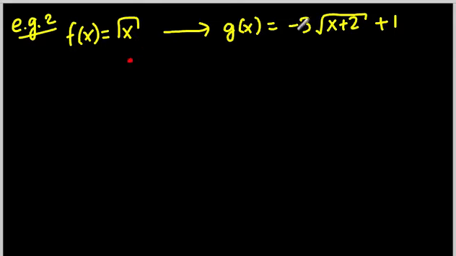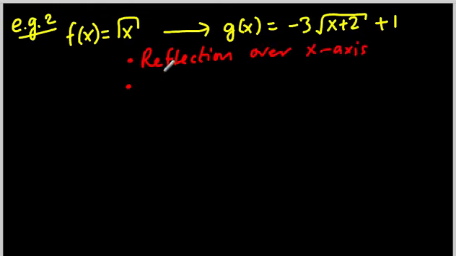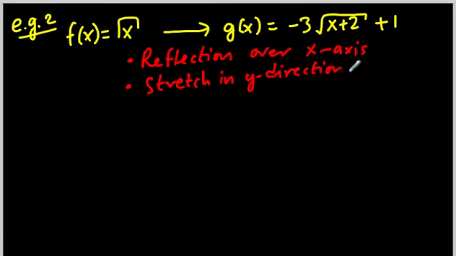The first thing is that there's a negative on the outside, which means there's a reflection over the x-axis, which means it affects the y's. Then, we're done with the reflections; there are no more negatives. Second, are there any stretches? Clearly we can see there's a stretch in the y direction by a factor of 3.